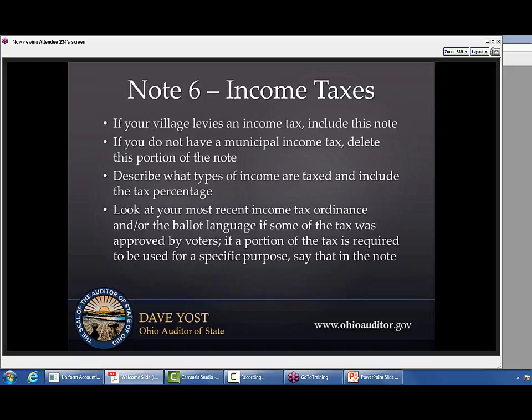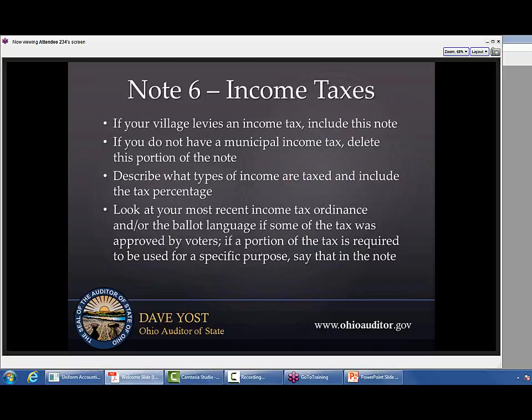For those of you that have income taxes, you also have to disclose income taxes if you have them. If your village levies an income tax, you need to include it. Obviously, if you don't have an income tax, you don't need to worry about putting it in. So all the townships can breathe a sigh of relief here. You don't have this issue.